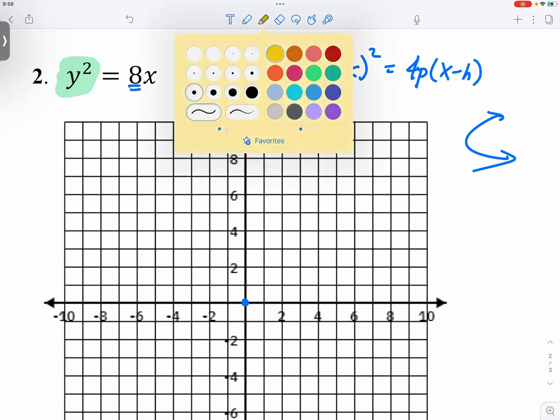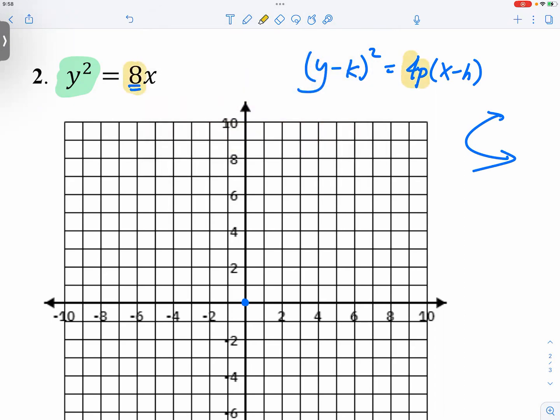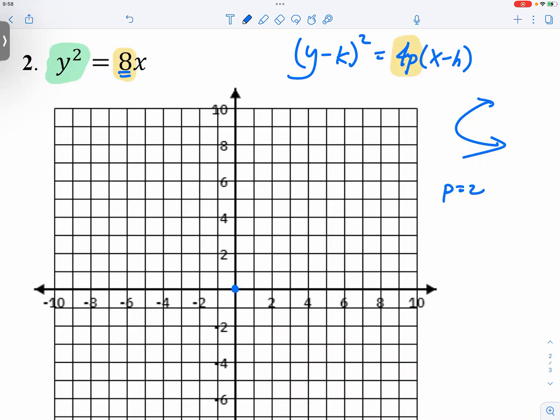Then we say, wait, hold on, what's the p-value? And we say, oh, you know what? 4p is equal to 8. So p is 2. P is 2.